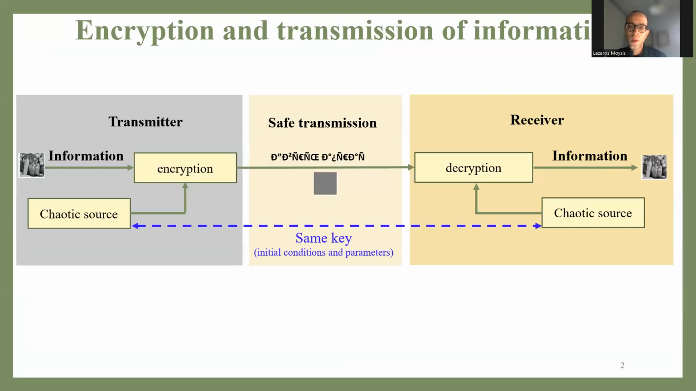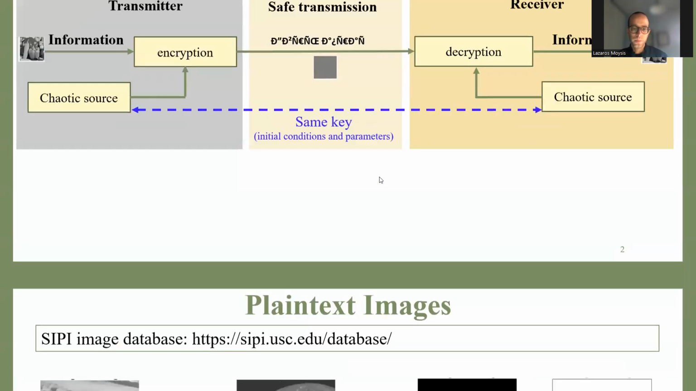And at the receiver end, we are using the exact same chaotic system with the exact same key values in order to reverse the encryption process and obtain the original information signal back. And since we are using the same system and the same key values for encryption and decryption, this is why we term this process symmetric encryption.